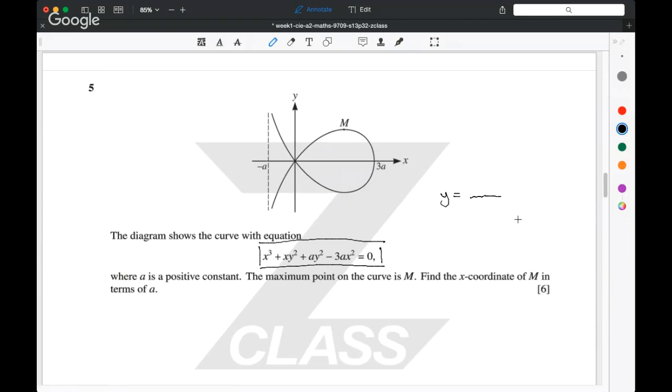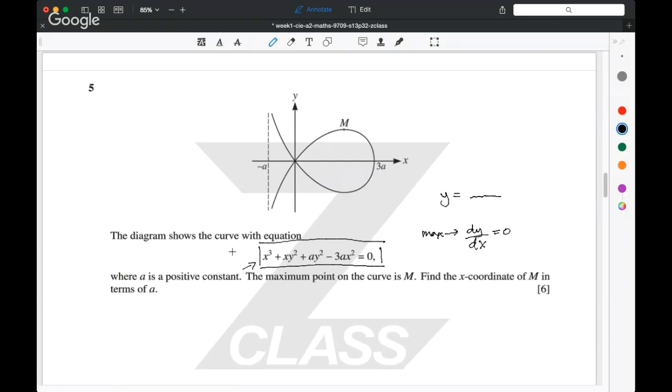Well, we take the derivative, right? So we can do the same thing here. And we know that maximum means that dy/dx is equal to 0. So let's do some implicit differentiation. What we'll do is differentiate this whole thing with respect to x. Even though it's not dy/dx, we're just differentiating all of this.